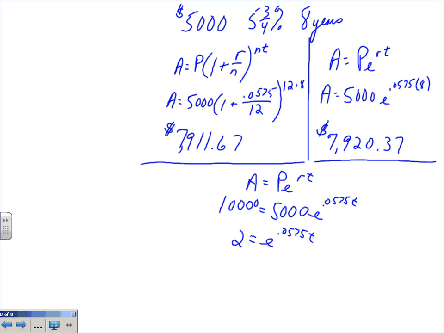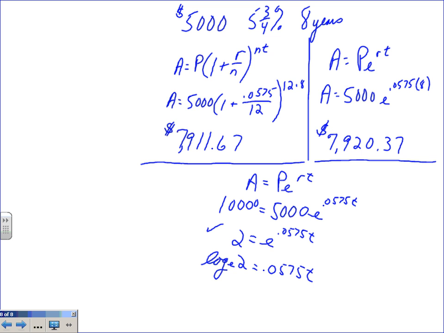So we're going to take this final line here, and we're going to write that. That is in exponential notation. We are going to write it in logarithmic notation. Log, what's the base? e. Log base e of what? 2 equals the exponent 0.0575 t. If you don't understand what I've done so far, let's raise your hand and let's clear that up. All I've done was I've taken an equation written in exponential notation and I've written it in logarithmic notation.